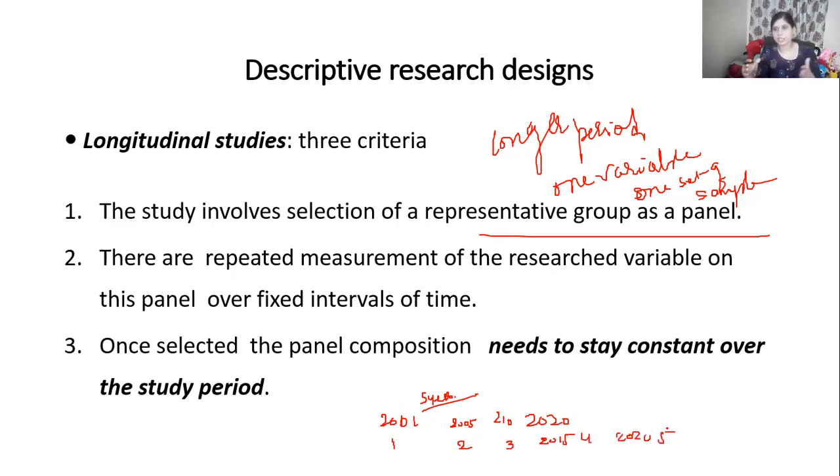So at a fixed interval of time, the researcher wants to check, with the same sample and the same variable, how it is going to change their behavior or attitude. Okay, so this is called a longitudinal study, where a constant sample and constant variable is tested for a longer period of time at regular intervals. Okay, why is this done? To get exact clarity about the problem.